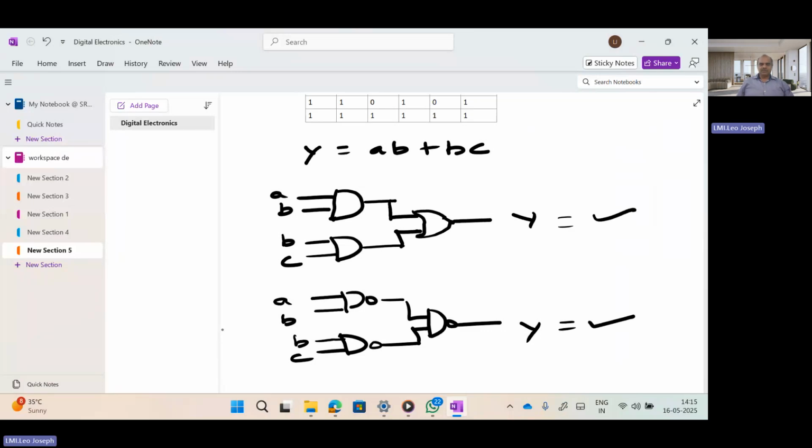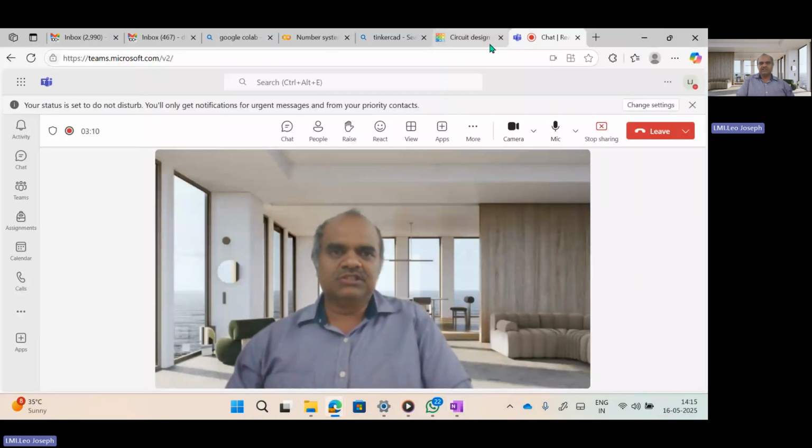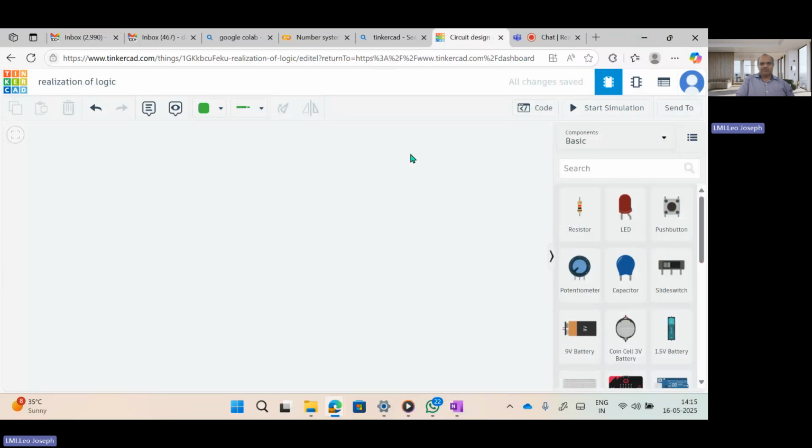This is the logic. So for doing this process, I need IC 7408 and this is IC 7432. And for doing this entire process, I need only one IC, that is called 7400. So this portion we will do like this. First we will number the IC. This is pin number 1, pin number 2 and pin number 3. Let us parallelly take Tinkercad and we will decide which circuit we will go ahead with.